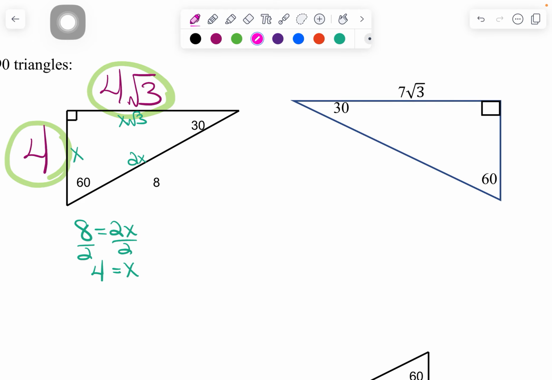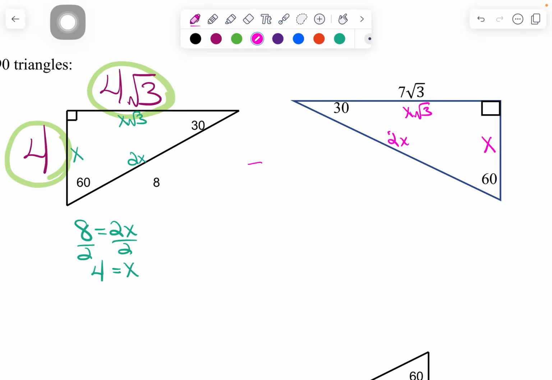And like I do all the time, I'm going to label the inside. Opposite 30 is x. Opposite the 90 is 2x. Opposite the 60 is x root 3. And again, I'm not given the shortest side, so I want to figure this one out relatively quickly. So I'm going to go with the one I do know.